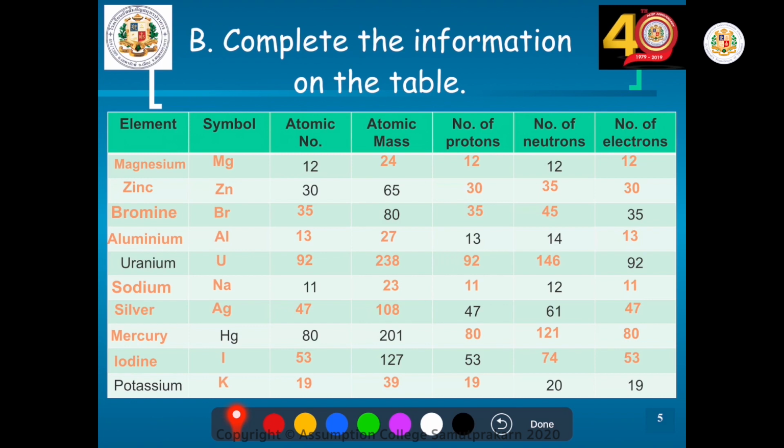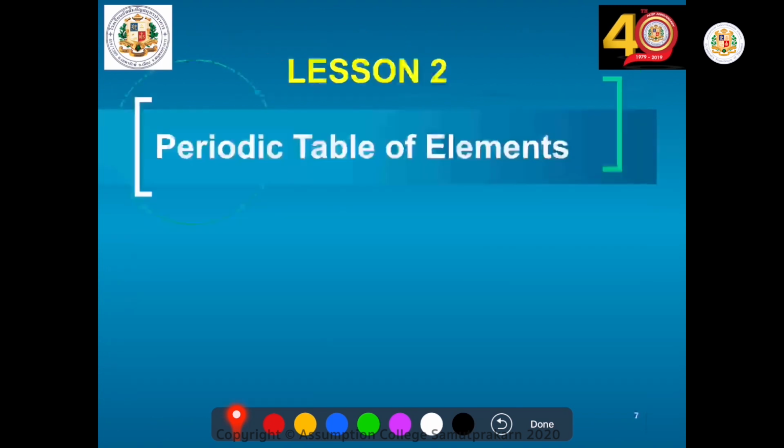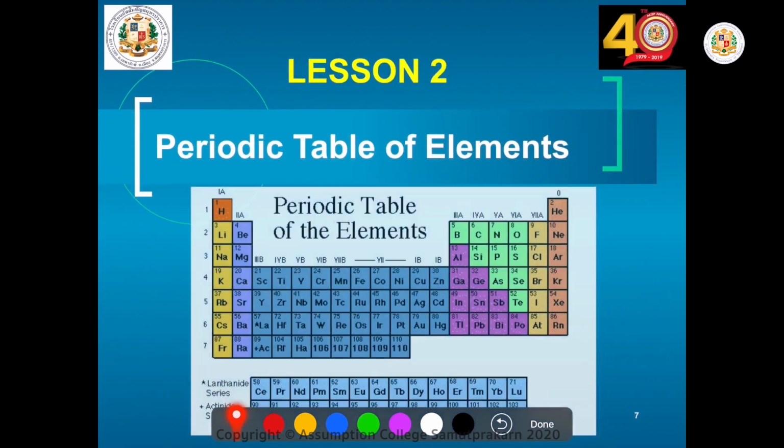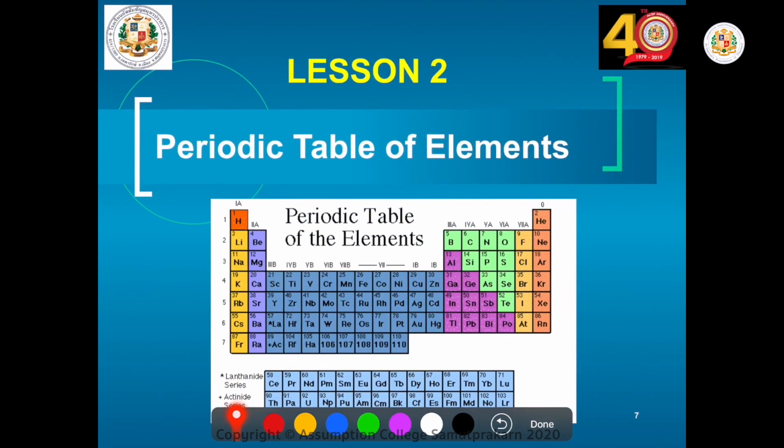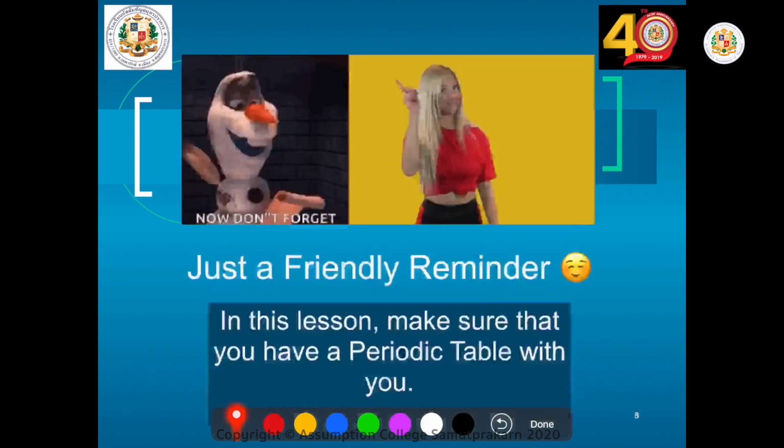Isn't it just easy, right? So now, let's proceed with our second lesson. Our second lesson is still everything about the periodic table of elements, because the periodic table of elements gives us a lot of information about these atoms and about these elements, okay? We will go deeper into that as we go on with our lesson. Now, before we start, please remember you have to have a periodic table with you when you are studying this subject, okay?